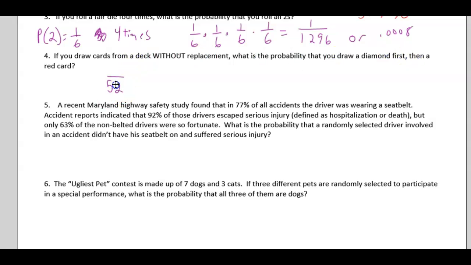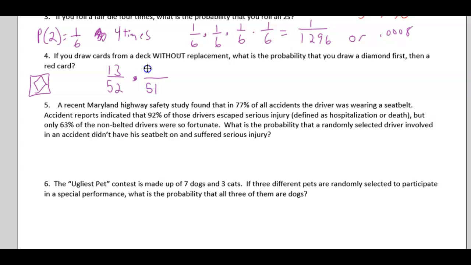So the probability of drawing a diamond right now, let's look at this. How many diamonds are in the set? Well, there are 13 diamonds in the set. So I draw the diamond. I drew a diamond card out. Now, how many cards are left in the deck altogether? Well, there are 51 cards left in the deck for my second pull.